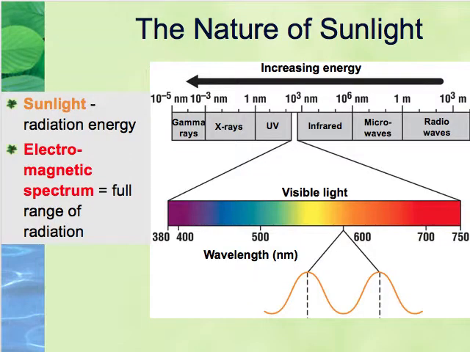Now, lots of different types of energy are emitted from the sun, and it's the visible light that is the most important for plants, because plants can use this visible light and use it to power this photosynthesis reaction.